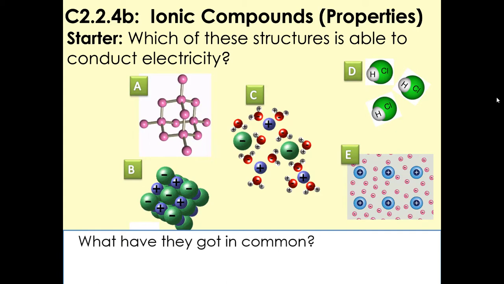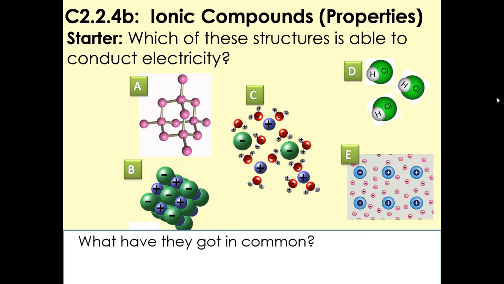So before we start, we need to think about which of these structures is able to conduct electricity. Think about what electricity is. If you put your physics hat on, look at those diagrams and see if they have the potential to conduct electricity. Then think about what they've all got in common, the ones that do conduct electricity. So pause the video and write your answers down now.